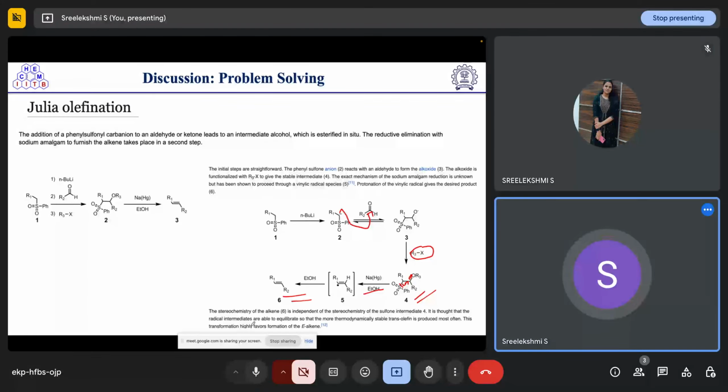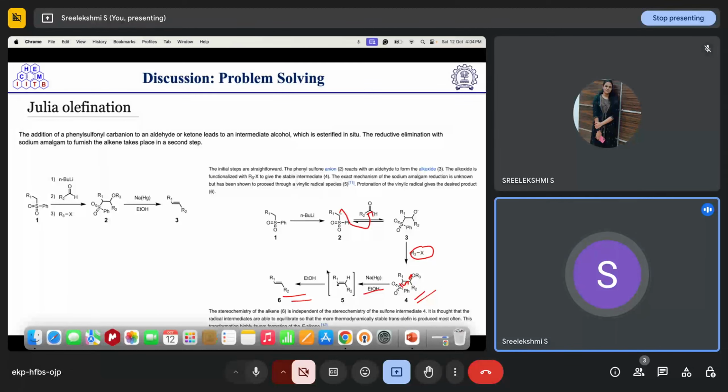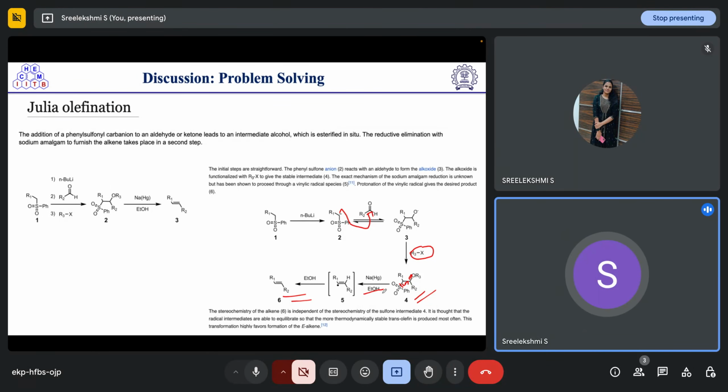Here we have written that the stereochemistry of the alkene is independent of the stereochemistry of the sulfone intermediate. It is thought that the radical intermediates are able to equilibrate, so that the more thermodynamically stable trans-olefin will be the major product in most cases. Since the trans-olefin is forming, we expect that this reductive elimination is happening through a radical pathway, mostly favoring the formation of the E-alkene. So, this is the Julia olefination.